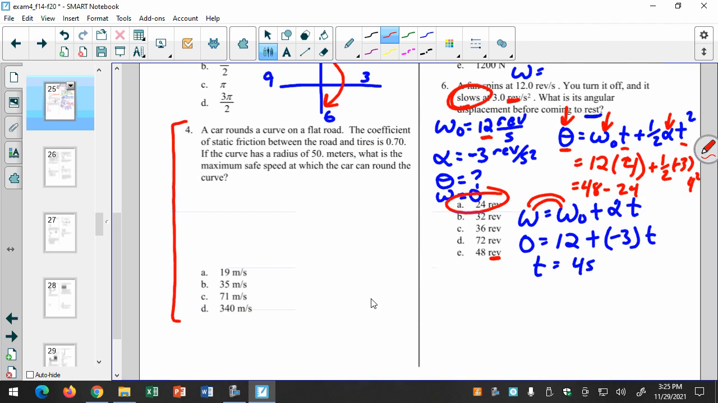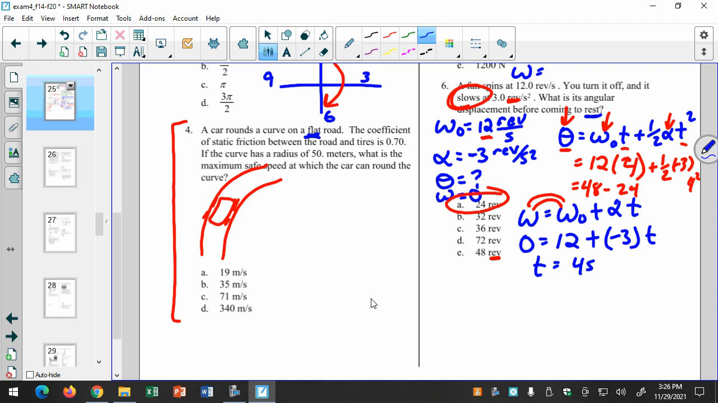Let's look at number 4 too. This has to do with centripetal forces. Remember, there were a couple of different variations of problems that we had to do with centripetal forces. This is the situation where I have a car going around a curved path, and I want to know the maximum safe speed. Remember, in this situation I have a flat road. The flat road is important because if it's banked, you have other things that are providing the centripetal forces.